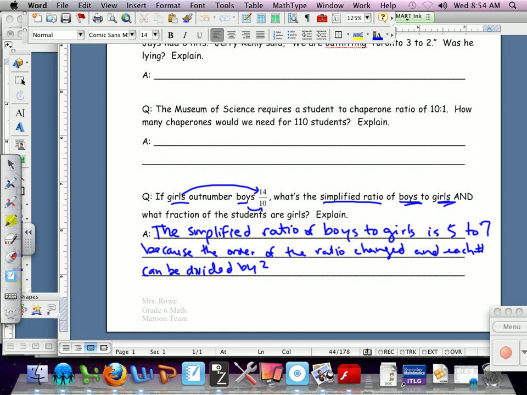And for the second part, 14 over 24 simplifies to 7/12 of the class are girls. I guess we're going to circle there. Add boys plus girls to get the total.